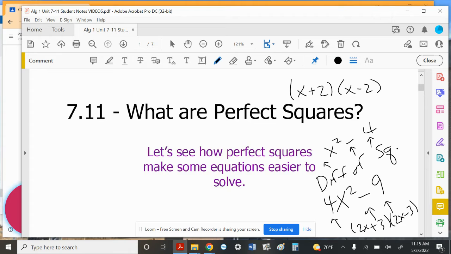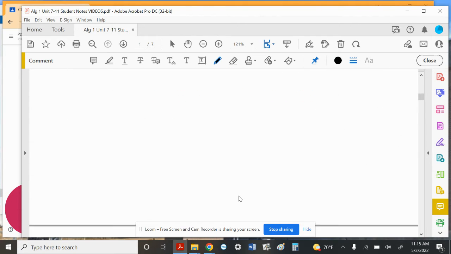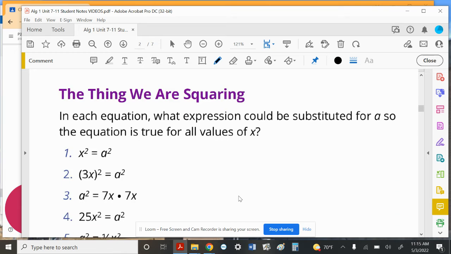With a perfect square, instead of changing signs like the x plus 2 and x minus 2, this would be x plus 2 times x plus 2, or 2x plus 3 times 2x plus 3. So that would be what is known as a perfect square. So let's go through and look at what we need to see here.